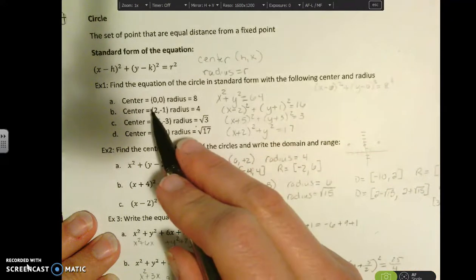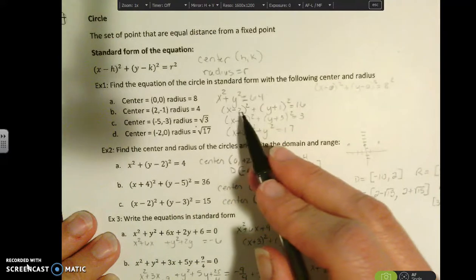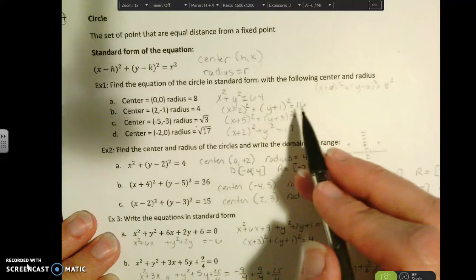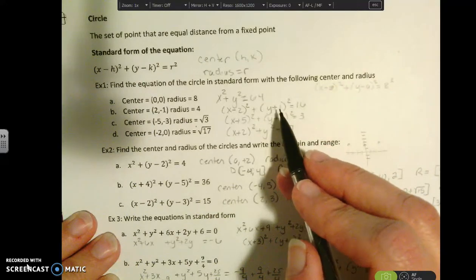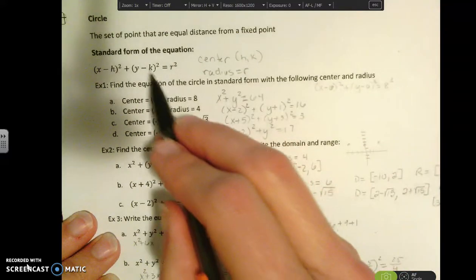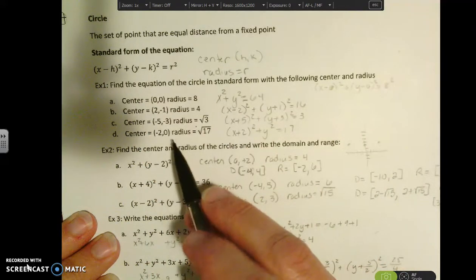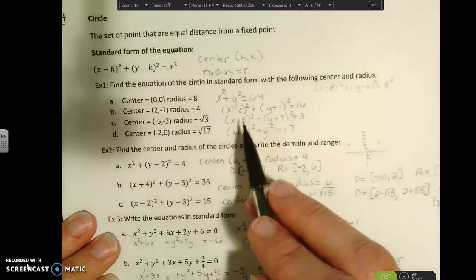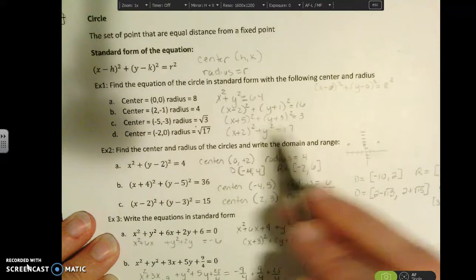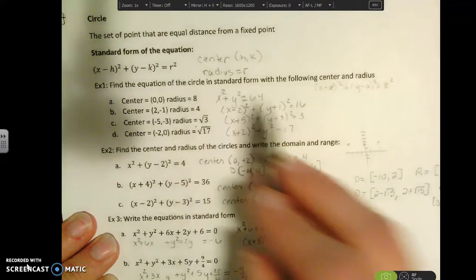So another one, if you have a center at 2 and a radius at -1, then you would have (x - 2)² + (y + 1)² = 16. So it becomes plus 1 because the -1 substituted into this formula, negative times negative is positive. And another example, this one would be (x + 5)² + (y + 3)² = 3, because if you take the square root of 3 and you square it, you would get 3.